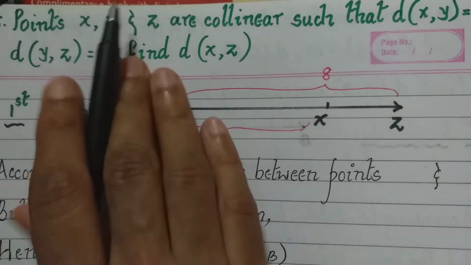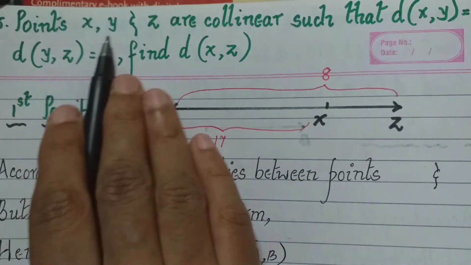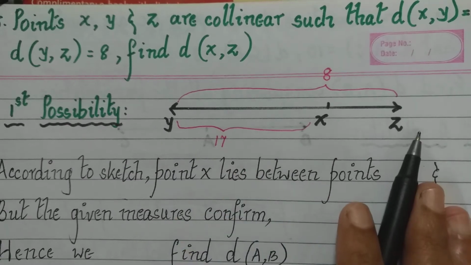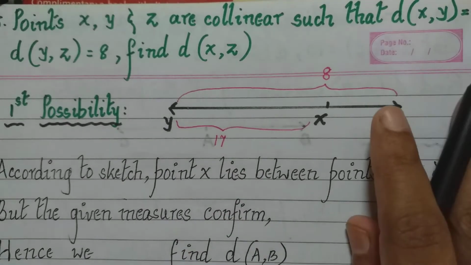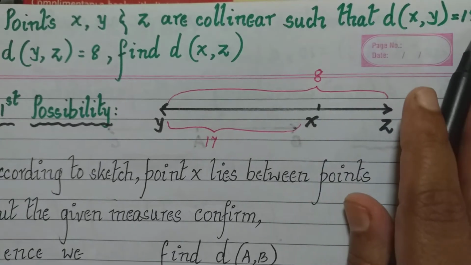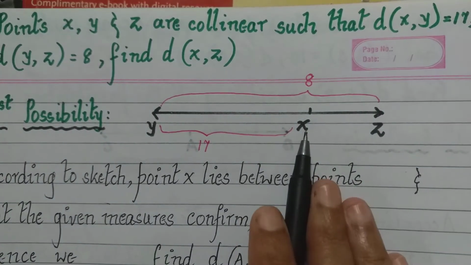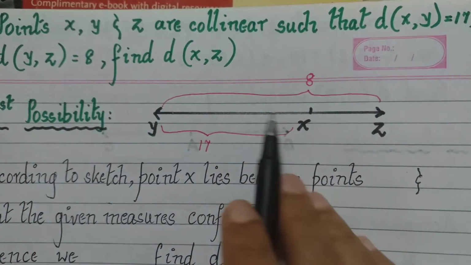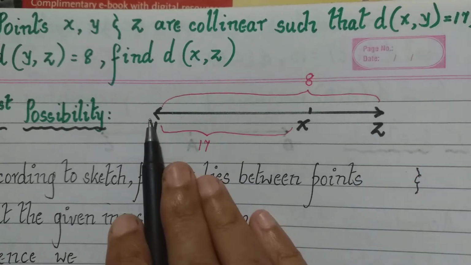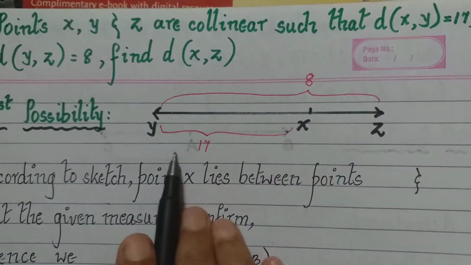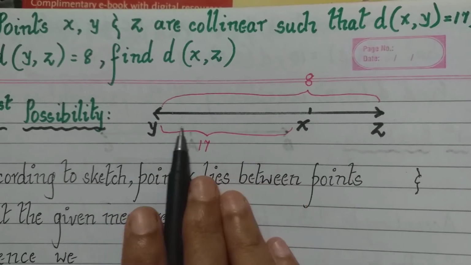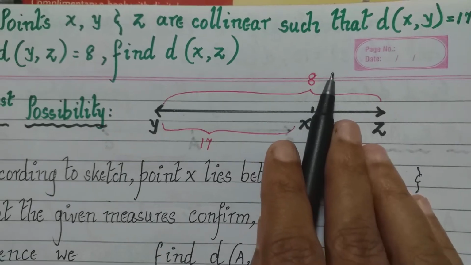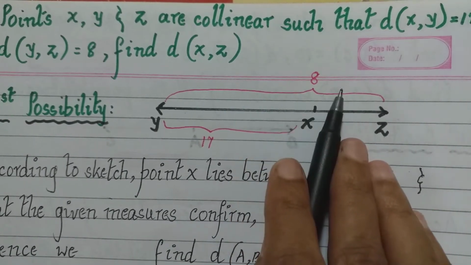So first possibility, what did we say? We have to take this point x between the other 2 points. So x is taken, it is between the points y and z. What are the measures given to us? Distance between x and y is 17. The other measure, what is given to us? Distance between y and z is 8. You see this small distance, the length is 17, but the entire distance, the length is 8. Is this possible? No, it is not possible.